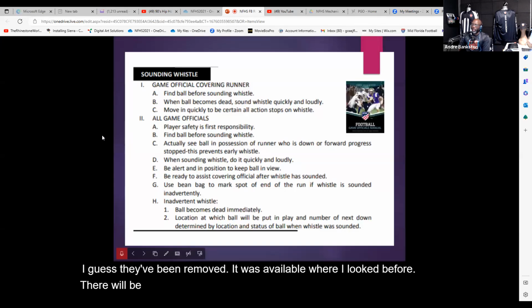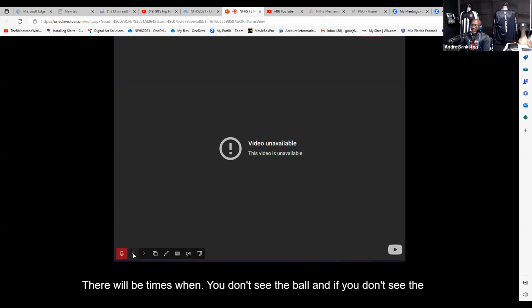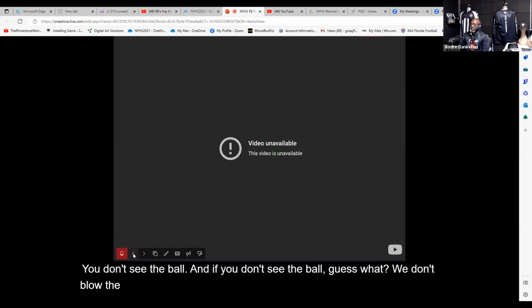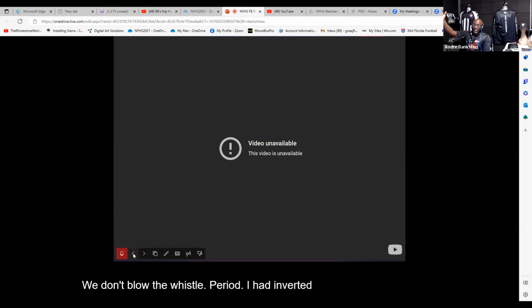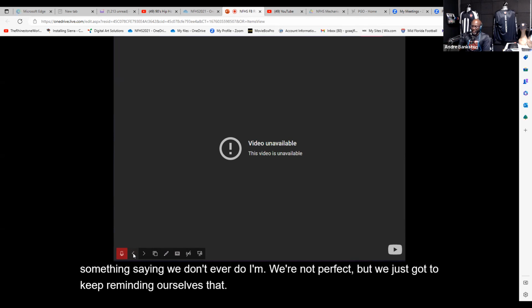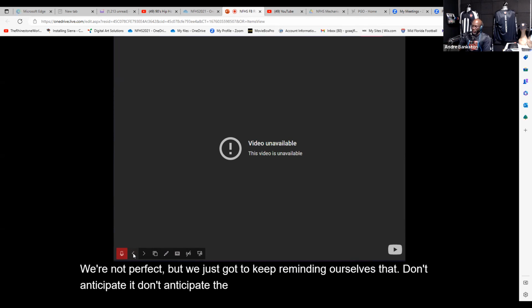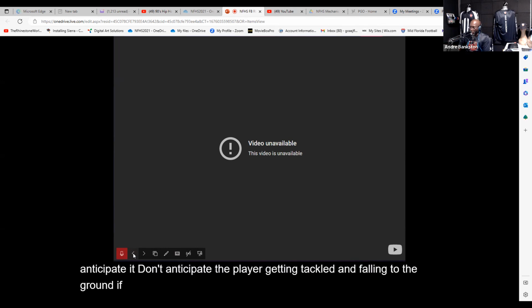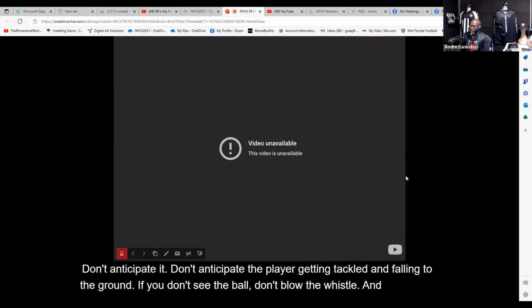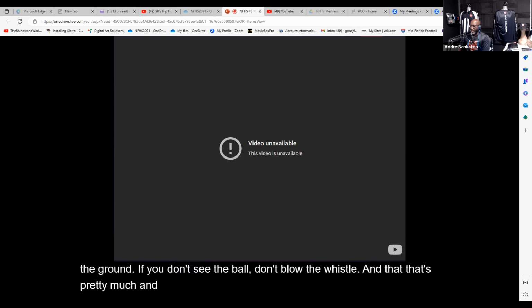There'll be times when you don't see the ball, and if you don't see the ball, guess what? We don't blow the whistle. Period. Remember, I've had inadvertent whistles. It's not something we never do. We're not perfect, but we just have to keep reminding ourselves not to anticipate. Don't anticipate the player getting tackled and falling to the ground. If you don't see the ball, don't blow the whistle. And give the player the opportunity to finish.